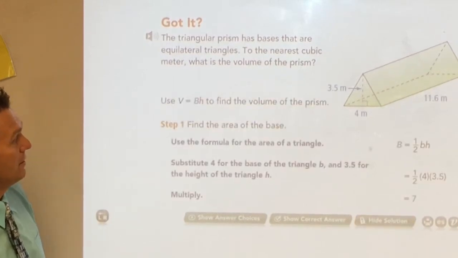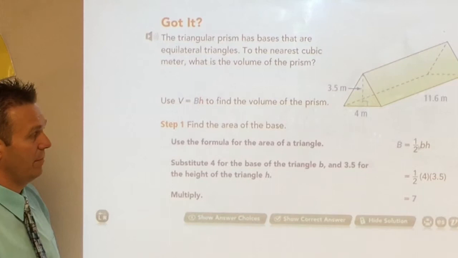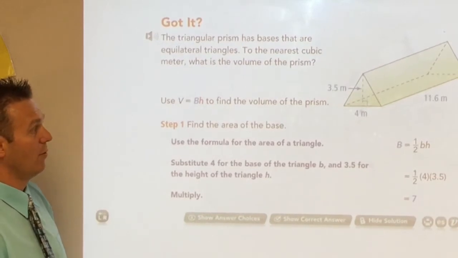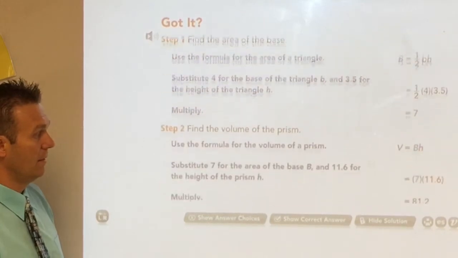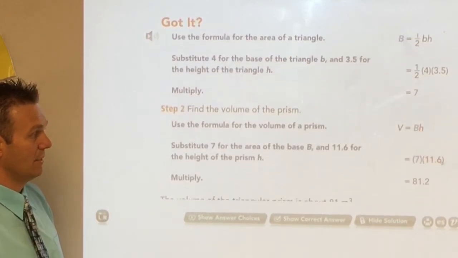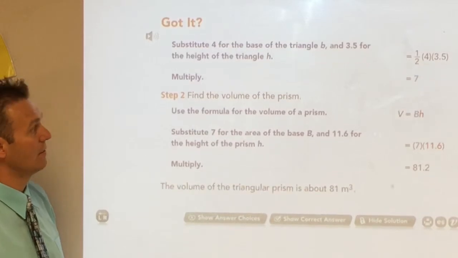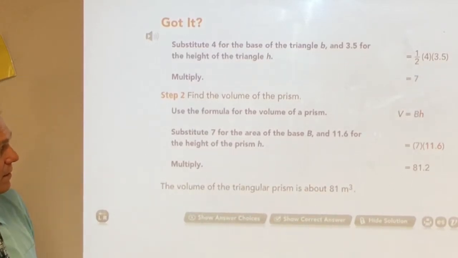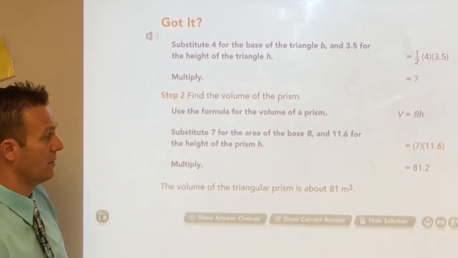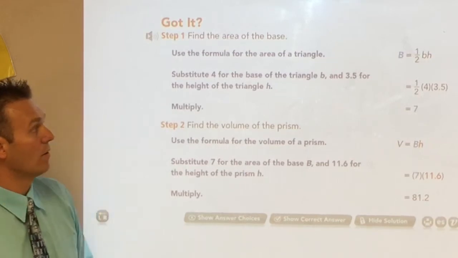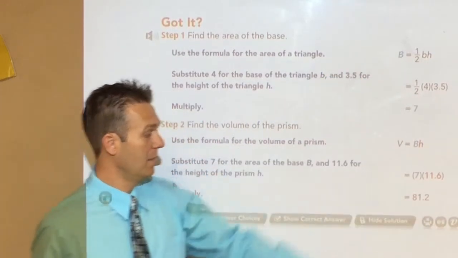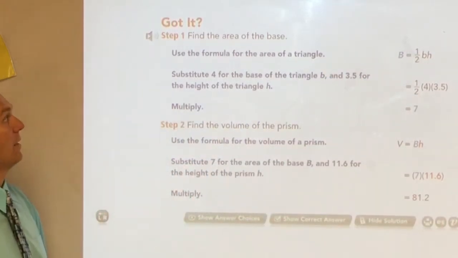So go ahead and work on that now. And the solution to this, first of all, find the area of the base: we have 4 times 3.5 divided by 2 gives us 7. And then we multiply that by 11.6 because we have big B times H, and we get 81.2. So that's the answer that you should come up with. Okay, so you guys can pause that and make sure that they have that written down properly. There's all the work right there from the beginning to the end. And you can write that down.